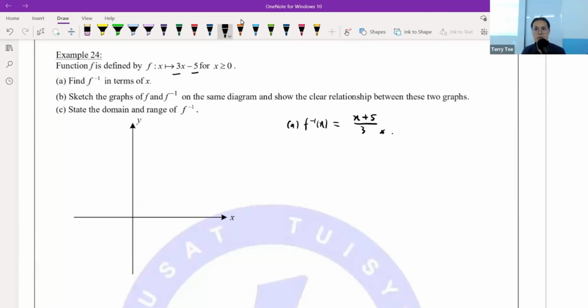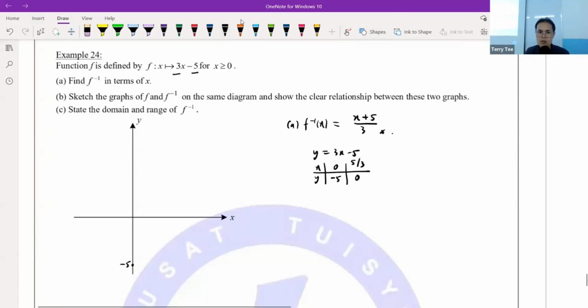So I don't do extra. If you want to do the standard way, you can. Second one, sketch a graph. For f(x) equals 3x minus 5, we just have to sub in two values. When your x is 0, your y is negative 5. When your y is 0, your x is 5 over 3. So (0, -5), maybe here, negative 5.